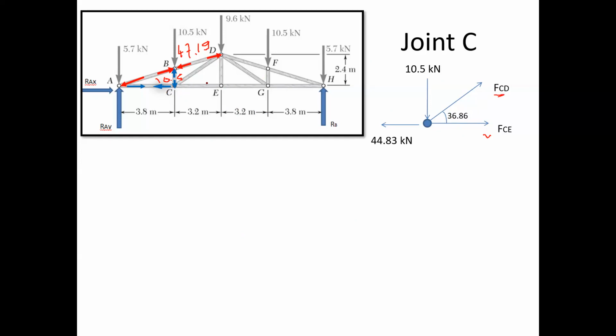Again, in this triangle CED, we can take tan of theta. Suppose this is theta. Then tan theta equals DE upon CE. DE is 2.4 and CE is 3.2. So you'll be getting this angle as 36.86. Okay, that is 36.86. So now here we have this 36.86 angle.